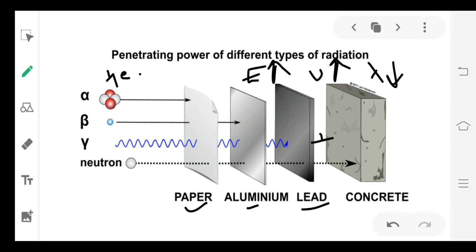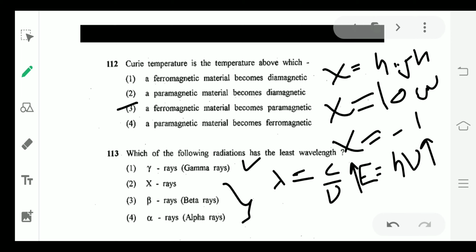And you know that X-rays can't penetrate through the bones, so their penetration power is high but less compared to gamma radiations. So here our answer will be gamma radiations.